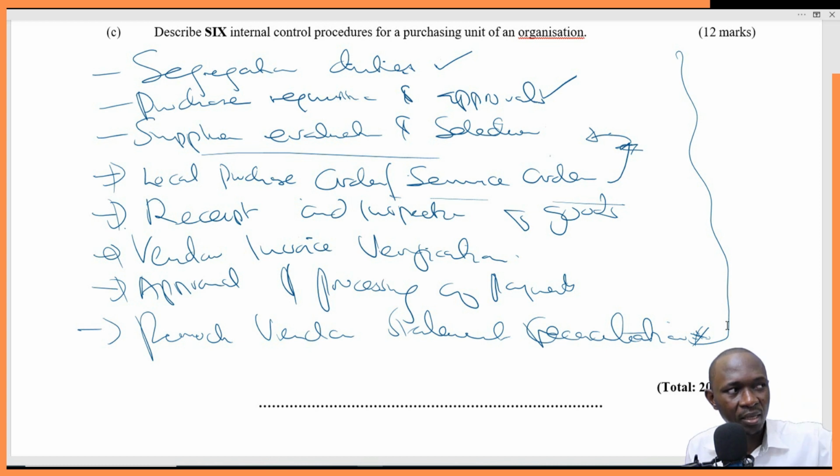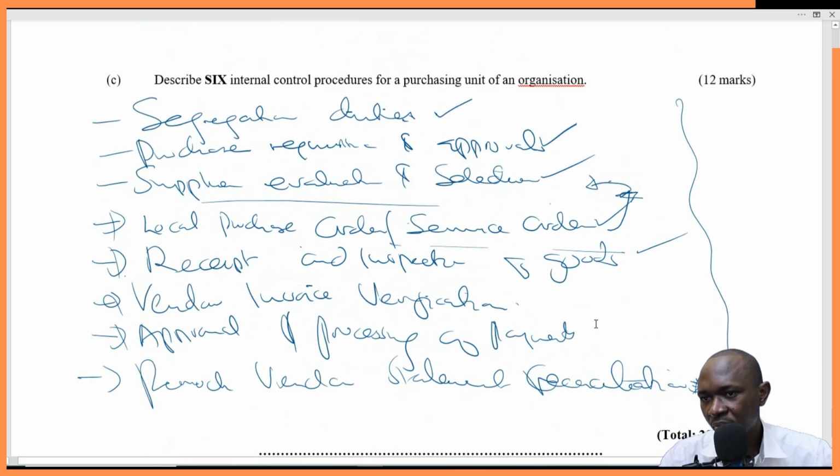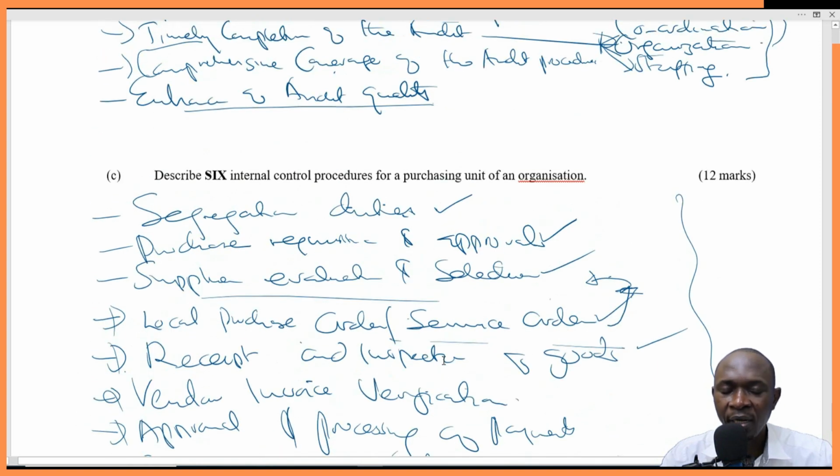Then supplier evaluation and selection, the whole process should be very clear. LPOs and LSOs should be issued. Once the goods have been received, there should be inspection and documentation to show that. Then invoice should be verified, and then payments done. A receipt should be received, and if it's a credit purchase, then we need to have the reconciliations done on a periodic basis. Thank you.